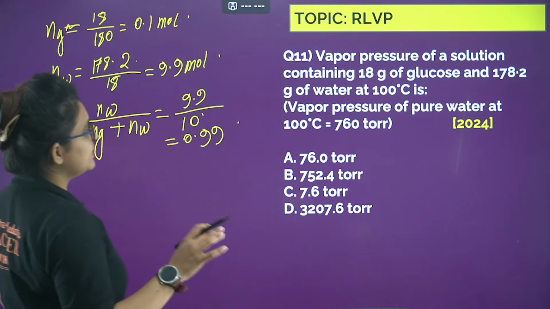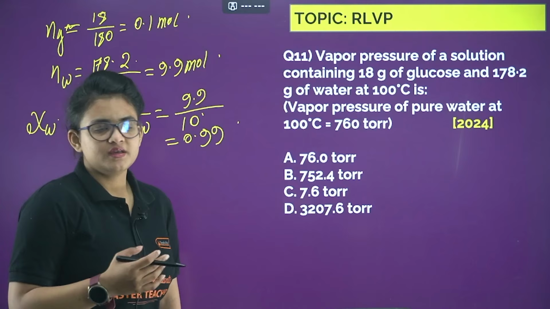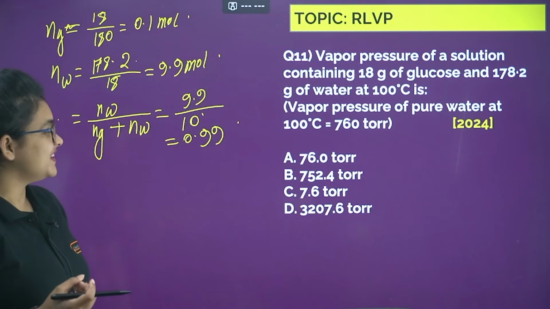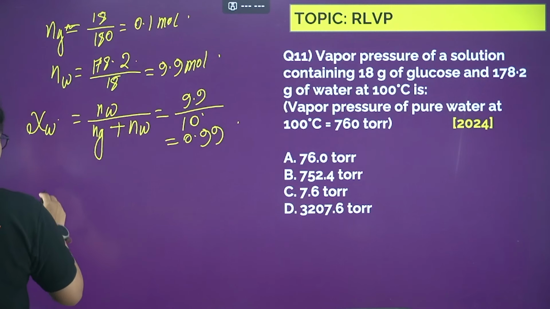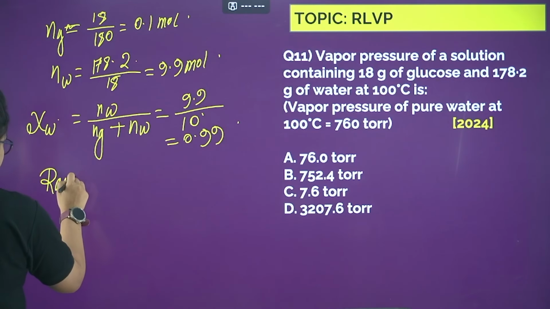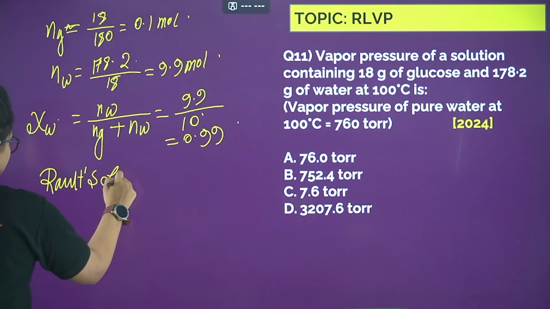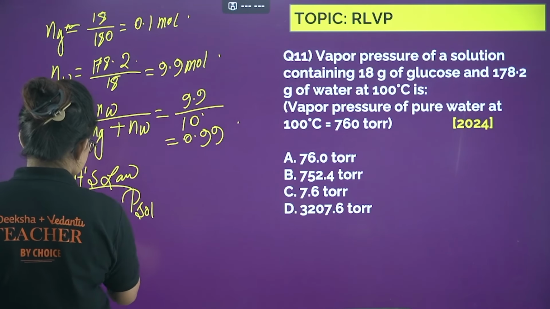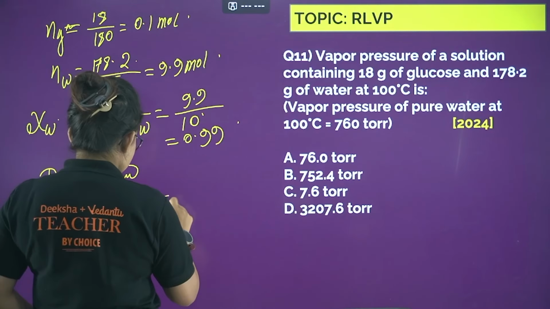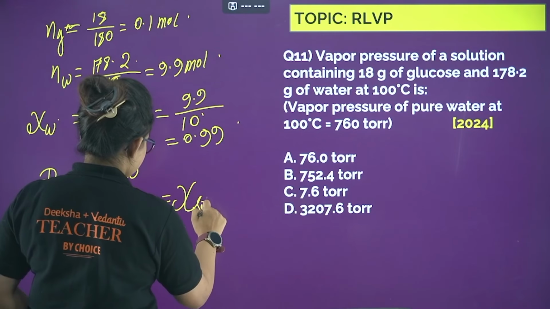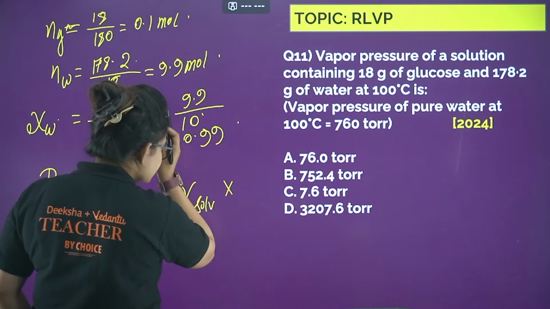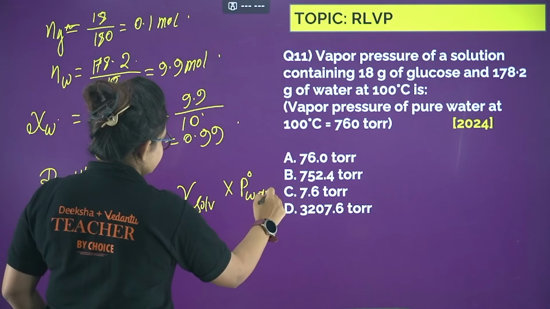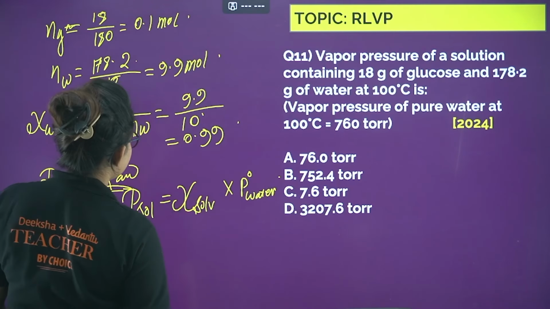Okay, wait, let me check. They are asking for the vapor pressure, not the RLVP directly. So you can use Raoult's law. Vapor pressure from Raoult's law says that the partial pressure of the solution is equal to the mole fraction of the solvent into the vapor pressure of the pure solvent, right? Vapor pressure of the pure solvent.